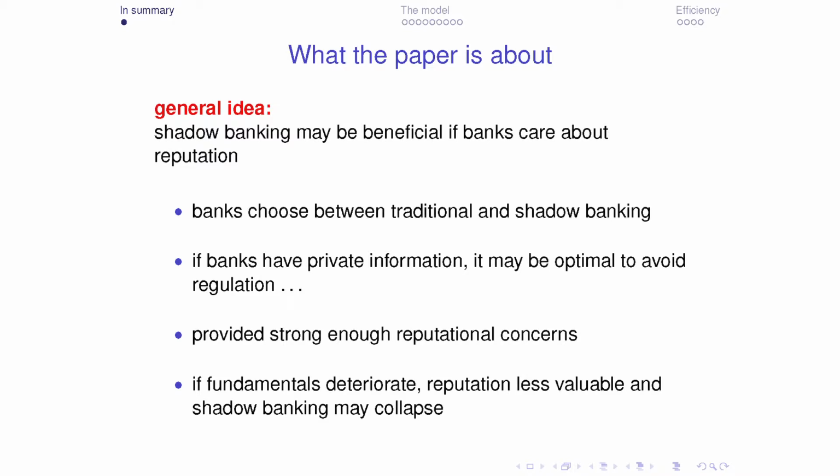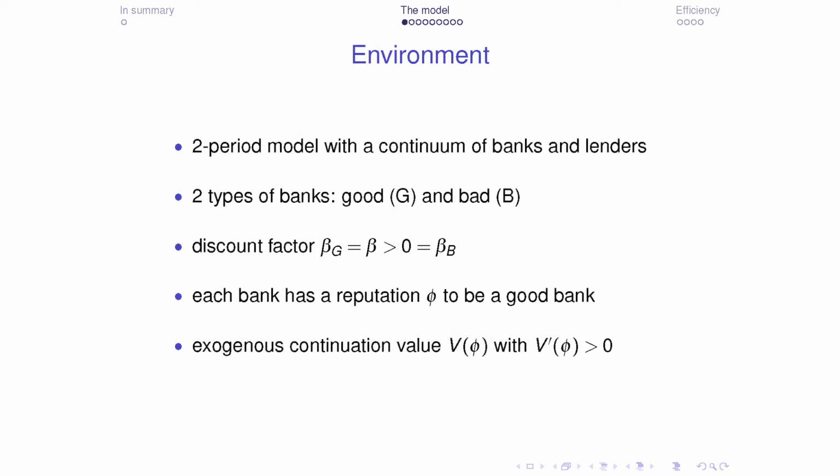So I'm going to present a very simplified version of the model. I mean, not very, but a little bit. There are two periods, and there is a continuum of banks and a continuum of lenders. There are two types of banks, as in Guillermo's talk, good banks and bad banks. Good banks care about the future, so they have a beta that is positive. Bad banks don't care about the future, so their beta is 0. This means that good banks can potentially care about reputation. Bad banks don't care about reputation at all.